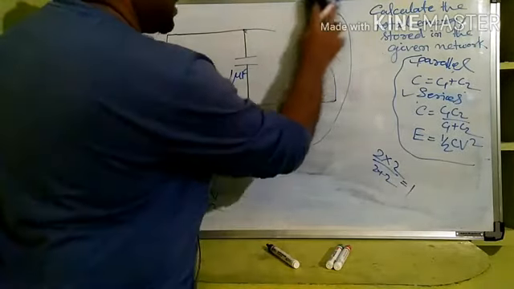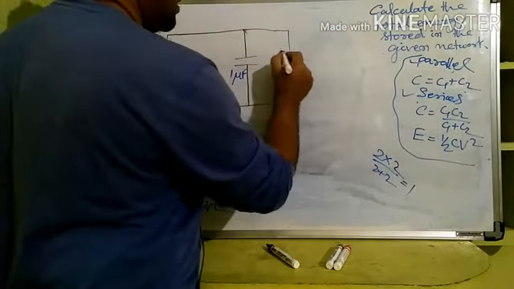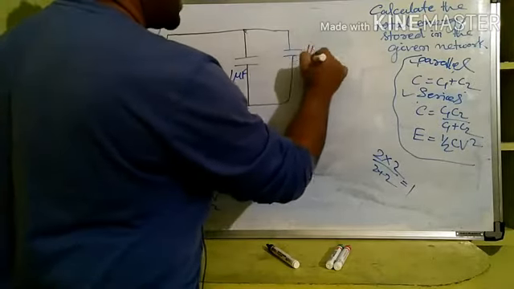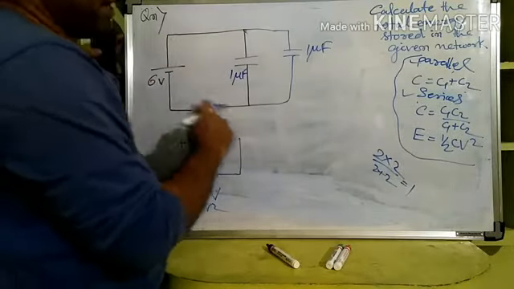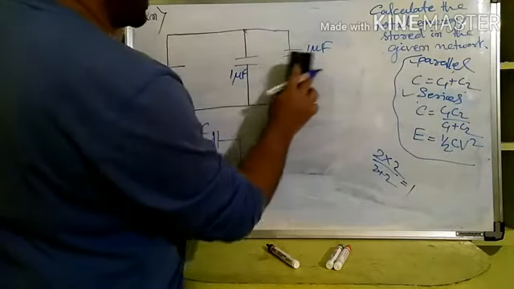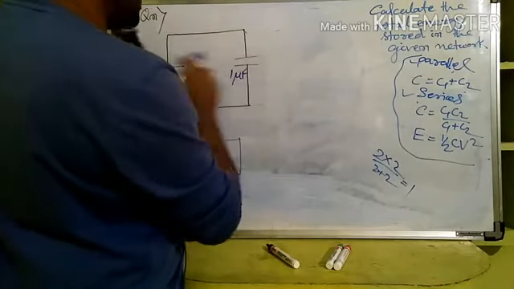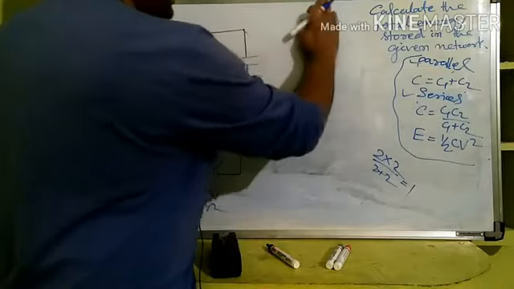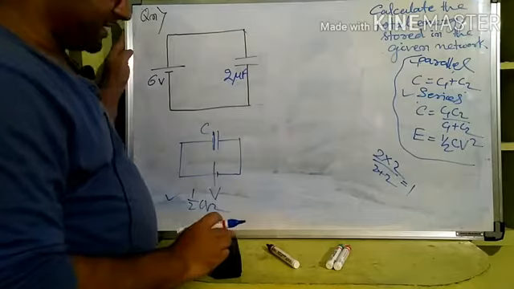So this is the same as taking 1 microfarad in parallel. This is equivalent to 1 microfarad, and this 1 microfarad is in parallel with this 1 microfarad. Then for a parallel combination, it is C1 plus C2, so it is 1 plus 1, 2 microfarad. So this entire network will act just as if it is 2 microfarad. Now this entire network is reduced to one single capacitor with 2 microfarad capacity.